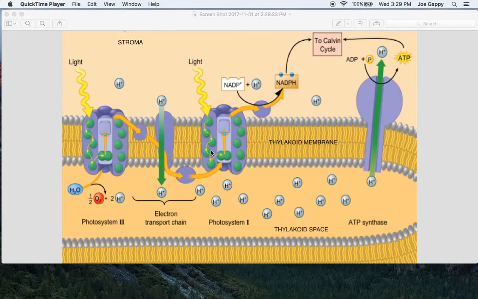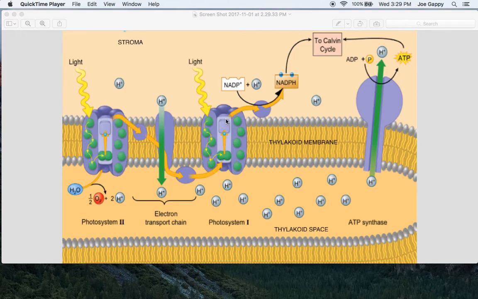Now we're going to go to photosystem 1. Photosystem 1 works like photosystem 2. Chlorophyll absorbs light, the energy is passed along, chlorophyll A gets oxidized, the electron goes up to a primary electron acceptor at a higher energy level. These electrons need to be replaced, and they are replaced from the electrons that come from the electron transport chain.